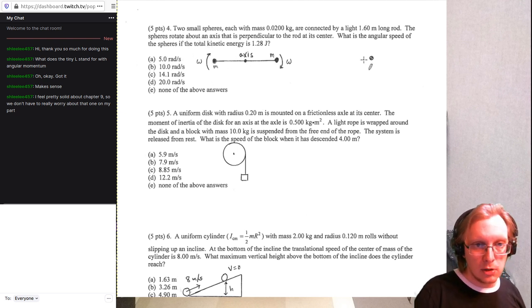Okay. There we are. Two small spheres, each with a mass of this much, are connected by a light 1.6 meter long rod. The sphere is rotated about an axis that is perpendicular to the rod at its center.